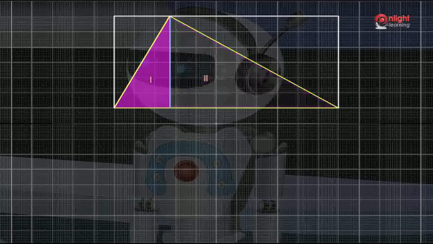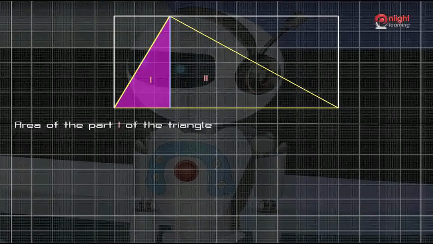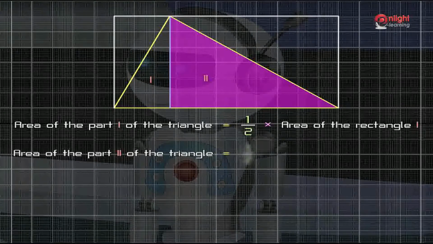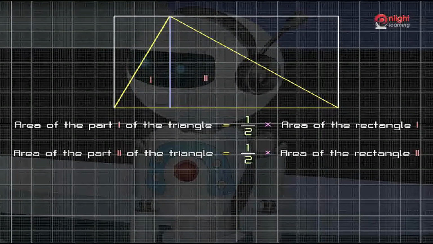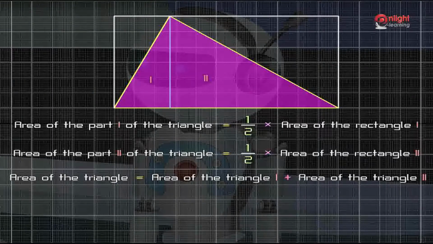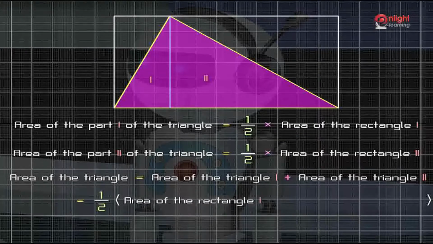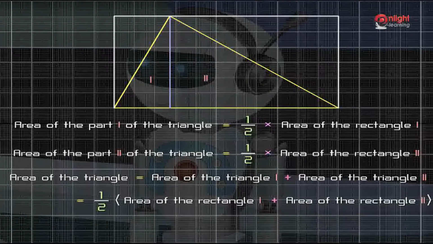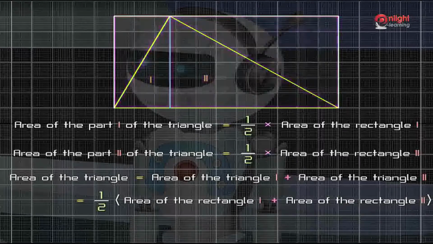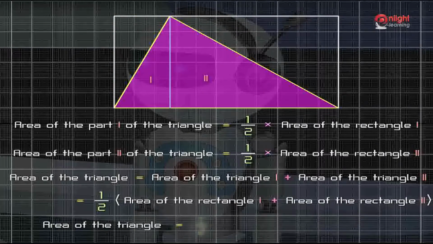Let us now consider part 1 of the triangle. We see that the area of the part 1 of the triangle is equal to half the area of the rectangle 1. Similarly, area of part 2 of the triangle is equal to half the area of the rectangle 2. Now, area of the triangle is equal to sum of the areas of part 1 and part 2 of the triangle, which is equal to half the sum of areas of rectangle 1 and rectangle 2. Sum of the areas of rectangle 1 and rectangle 2 is equal to the area of the big rectangle. Hence, area of the triangle is equal to half the area of the big rectangle, whose area is easily calculated as can be seen from the figure.